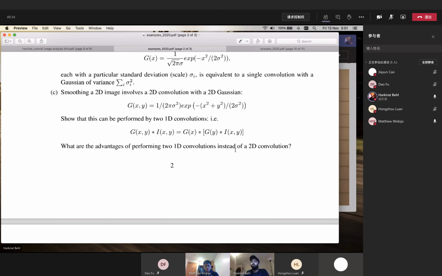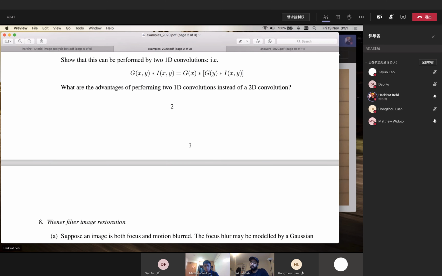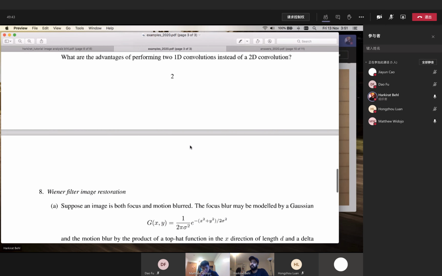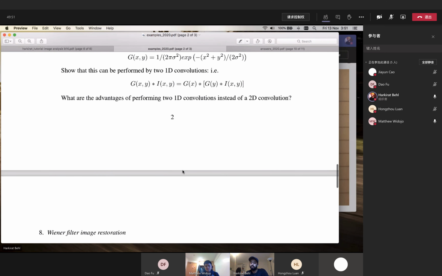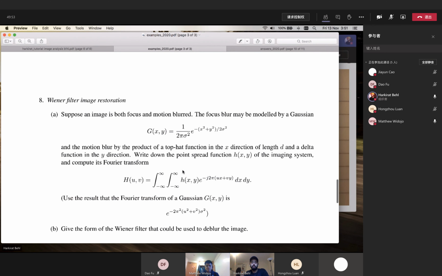The difference is, 2D convolution might be k square, so order k square, and 1D convolution will be order k. So that is quite a big difference in computational complexity, but it comes at the cost of having to save the intermediate matrix after 1D convolution. So sometimes that is not preferable.